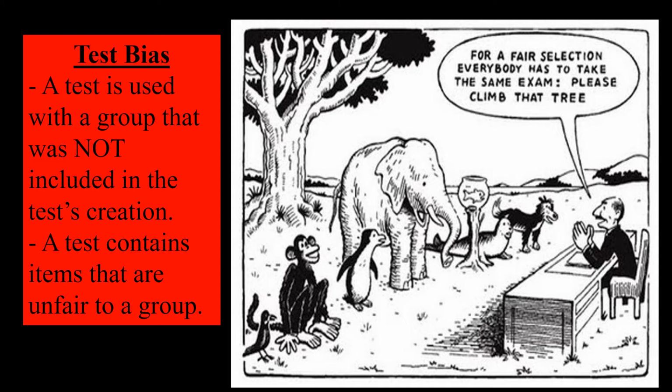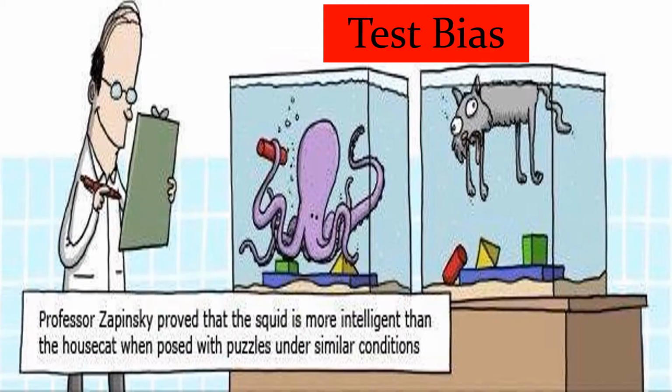Here's a cartoon where the psychologist says, "For a fair selection, everybody has to take the same exam. Please climb that tree." I don't think the fish is going to do well on that test. Here's another cartoon that reminds us about test bias. "Professor Sapinski proved that the squid is more intelligent than the house cat when posed with puzzles under similar conditions." Yes, under these conditions, of course, the squid, hey, that looks like an octopus, by the way, is more successful than the cat.